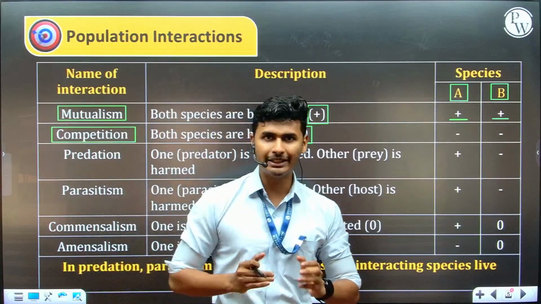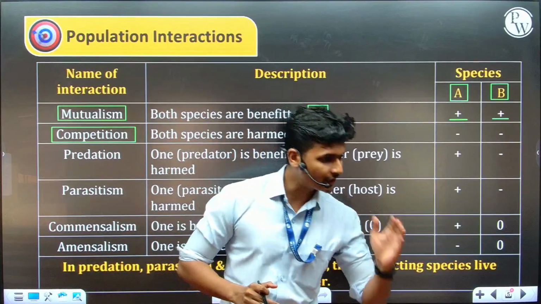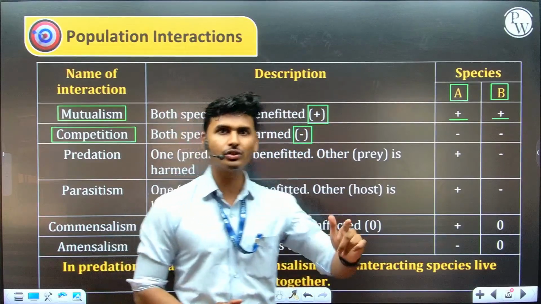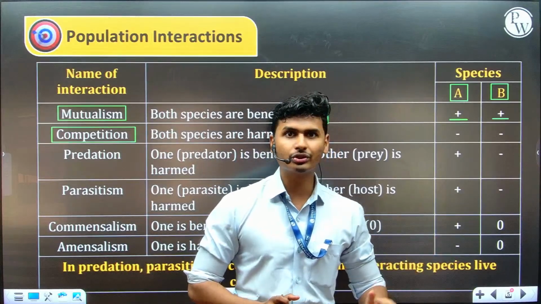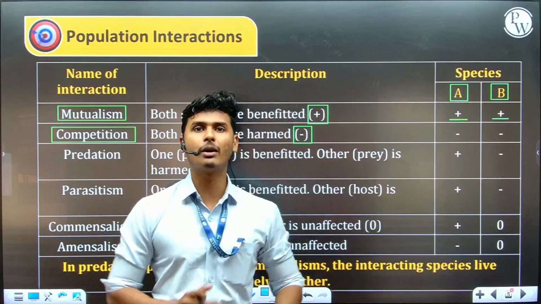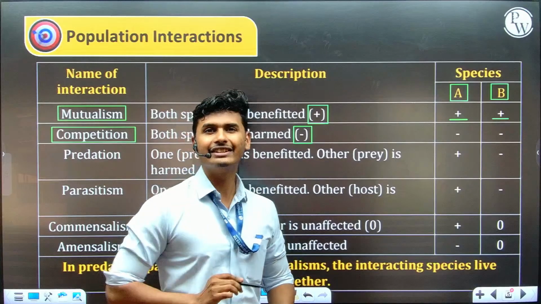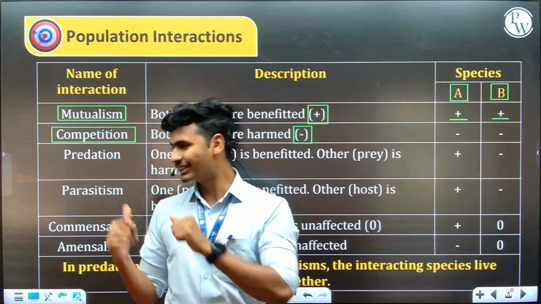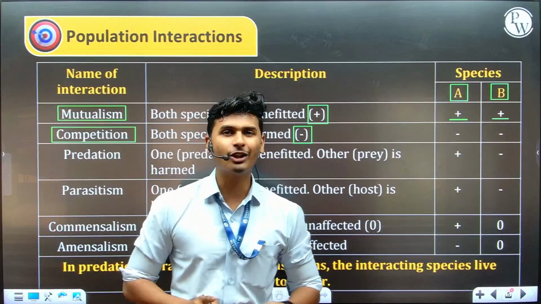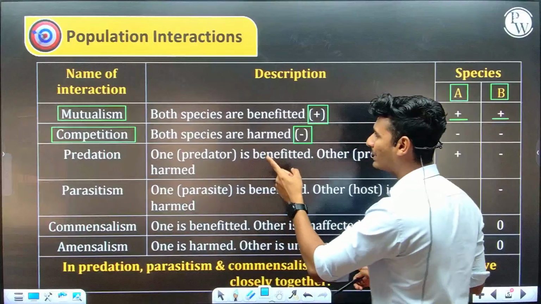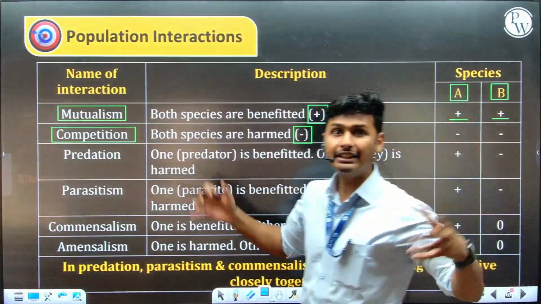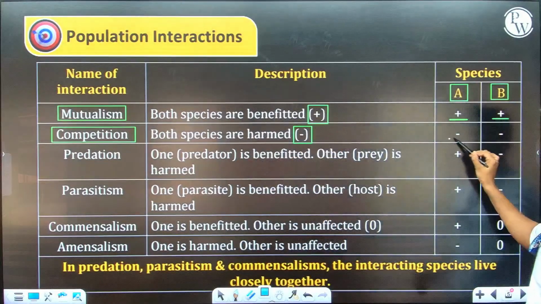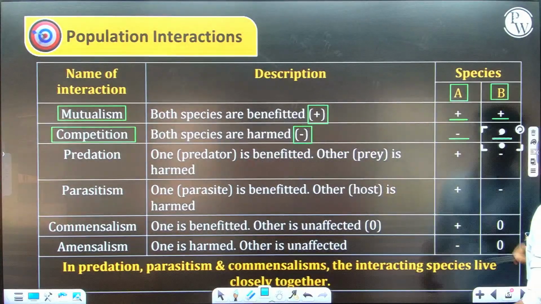Healthy competition means, in the exam if you are scoring 650, I am scoring 640, then in the next exam I am going to score 670. You have to score 680, 690. That type of competition we need in the class. That's why we said it is a healthy competition. In this session, we are not going to discuss healthy competition. We are going to discuss the competition which happens in real life, where both species get harmed. So species A is negative, and species B is also negative.